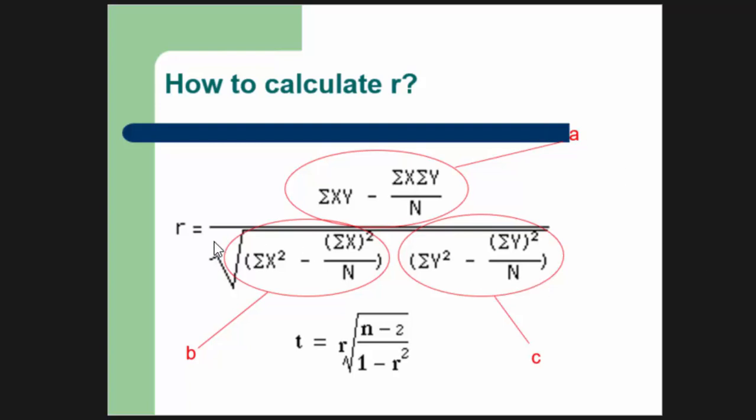From the R value, you can also get the P value, whether the relationship is significant or not. To get the P value, you have to first convert the R value to become the t value. And from the t value, you can refer to the t table to get the p value.